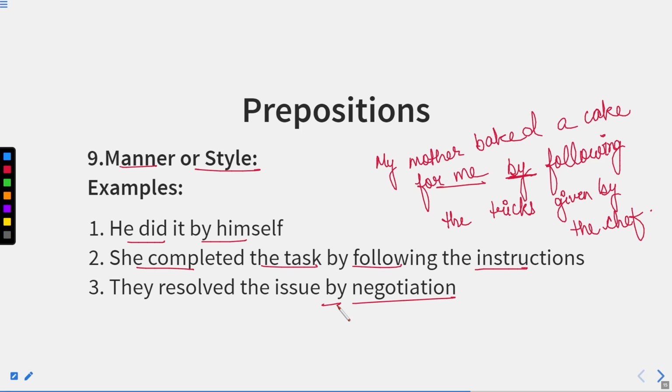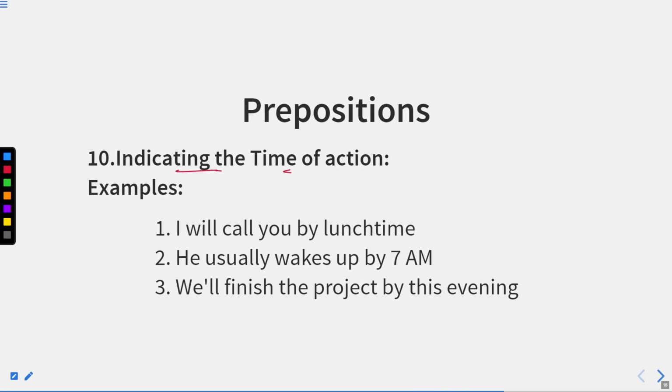Now let us move to the next one. Indicating the time of action. I'll call you by lunchtime. Now by lunchtime means during the lunchtime. He usually wakes up by 7 a.m. It means till 7 a.m. or at 7 a.m. We will finish the project by this evening. It means before this evening.